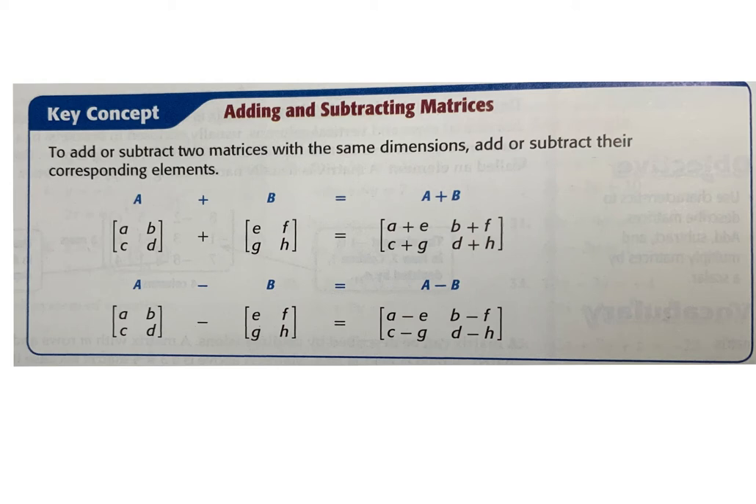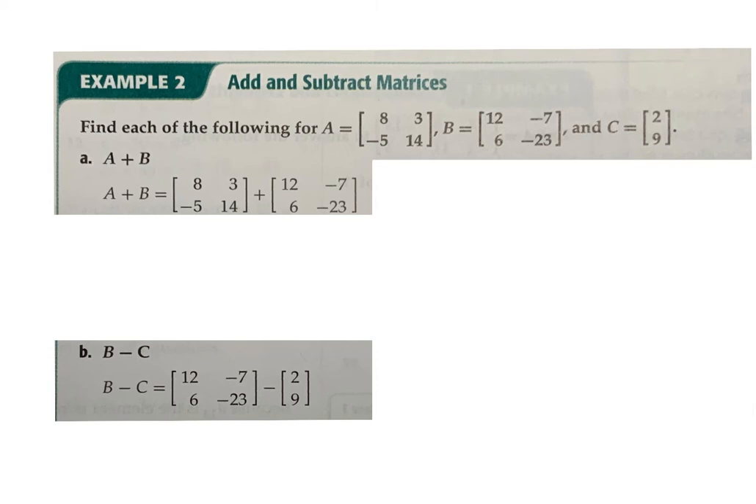The biggest problem I see here is basic positive and negative numbers, messing them up, like adding and subtracting positive and negative numbers. So that's the biggest problem I've seen here, but it's not hard. So let's look at these examples. All right, example 2. Find each of the following, and they've given us 3 matrices here. They want A plus B, and they have written it out for us.